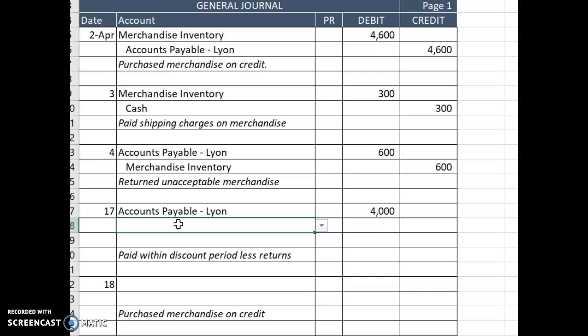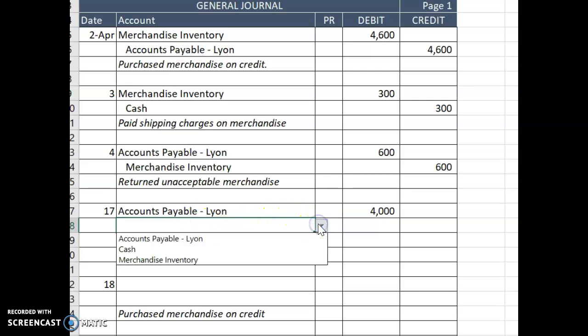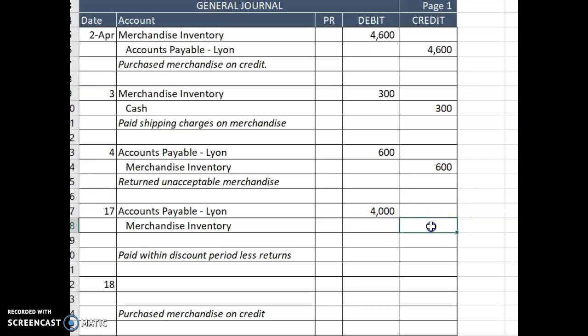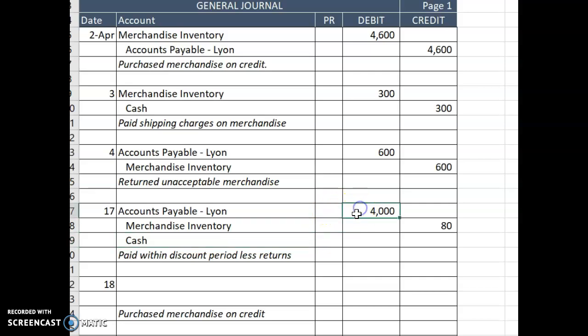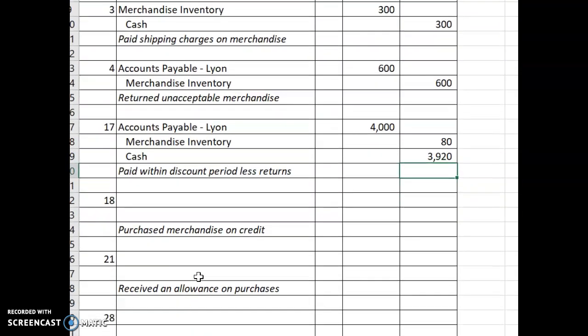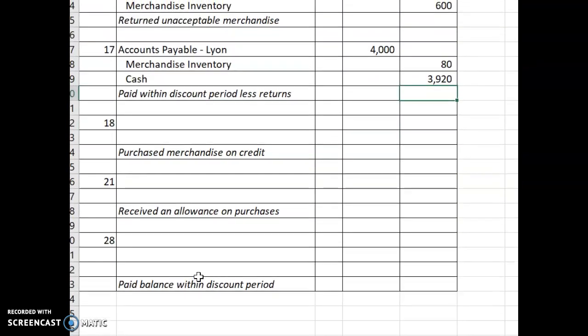Invoice was dated April 2nd. It's now April 17th. So we pay within discount terms. We credit merchandise inventory for the amount of that discount. The discount is 2% of the balance remaining. So that 4,000 times 0.02, $80. Cash is the difference between the amount remaining in the accounts payable less the discount, which equals the 4,000 minus $80, a credit of $3,920. Now let's move to April 18th.